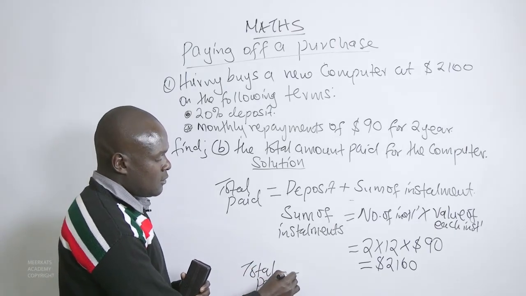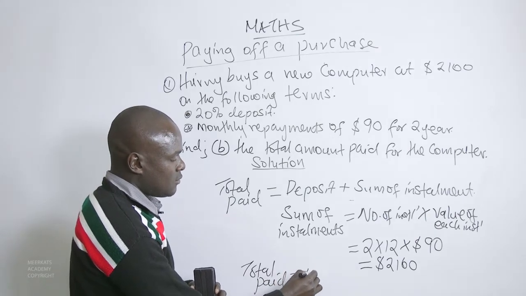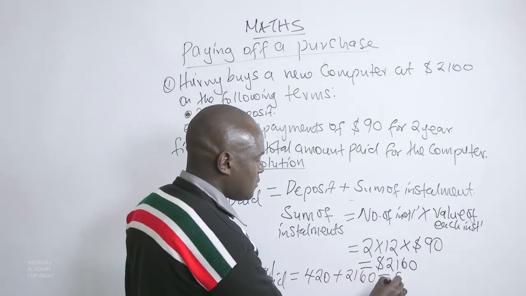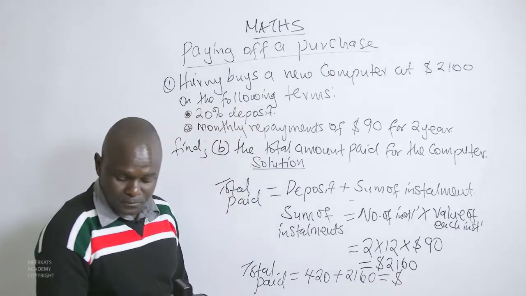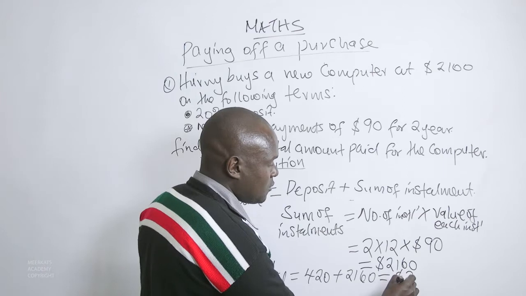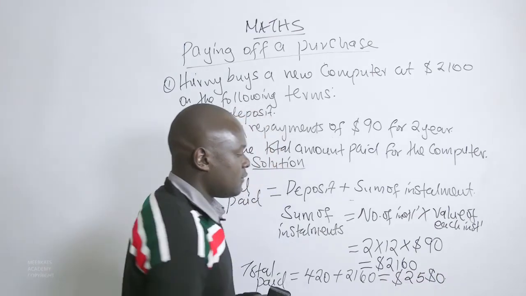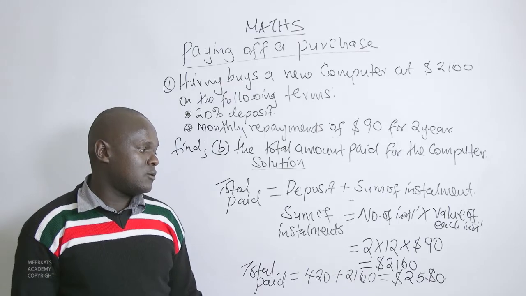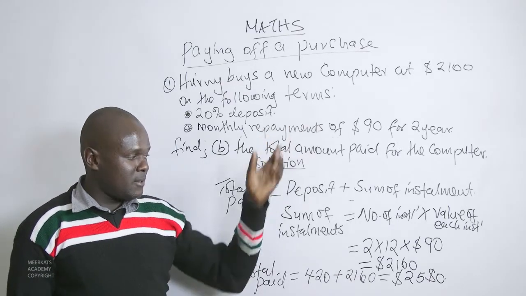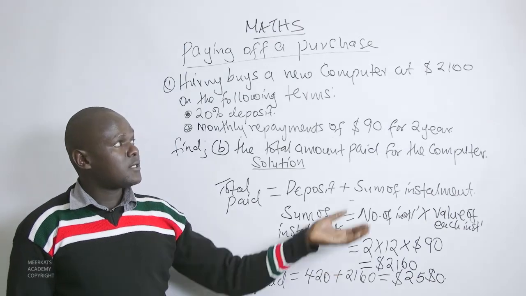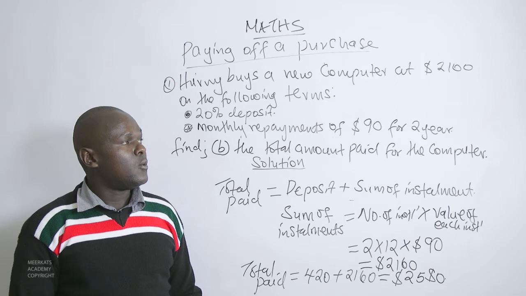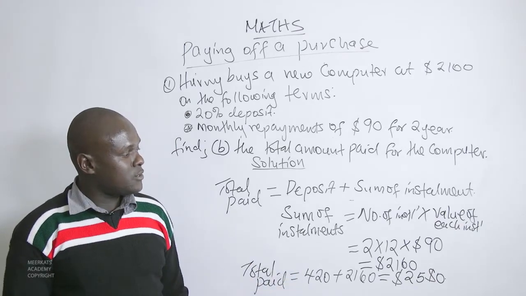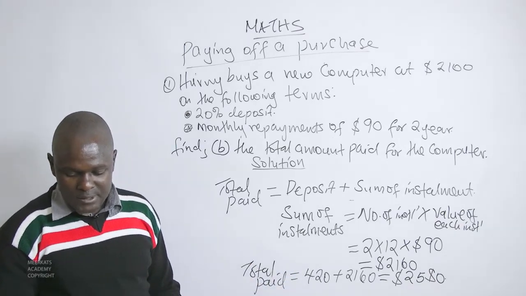So this is the sum of installments, and from this we can proceed to calculate the total paid. Our deposit plus the sum of the installments will give us a total of $2,580. This is the total amount that is paid towards the repayment of the new computer, and the cash price was just $2,100. So let us look at the last bit of this question, which is we find the interest charged.